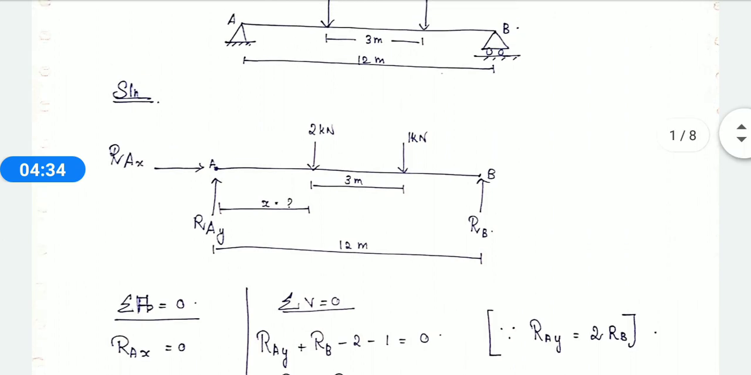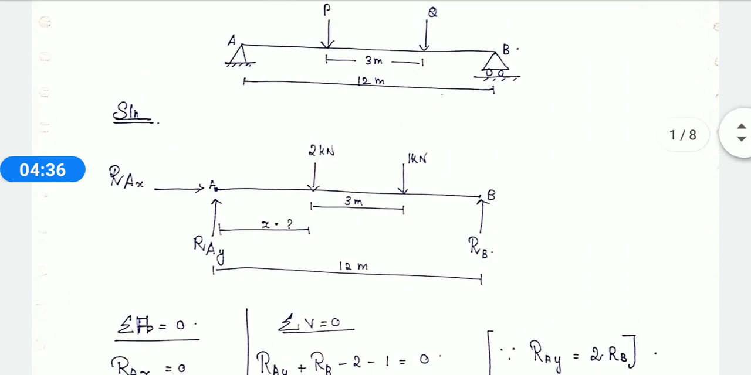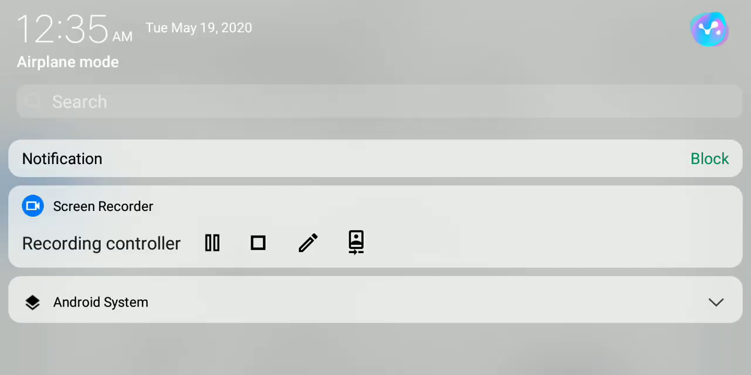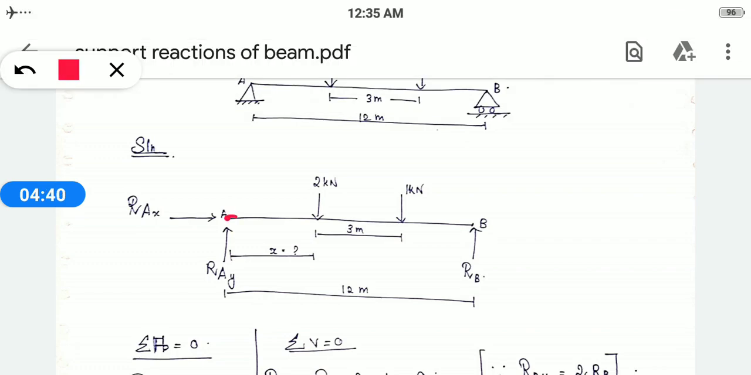I am going to take moments about the A support, but you are also able to take them about the B support. If I am taking moments at the A support, how many moments will act? This moment will be equal to 0. So 2 kilonewton is going to act in the clockwise direction, at a distance of x.